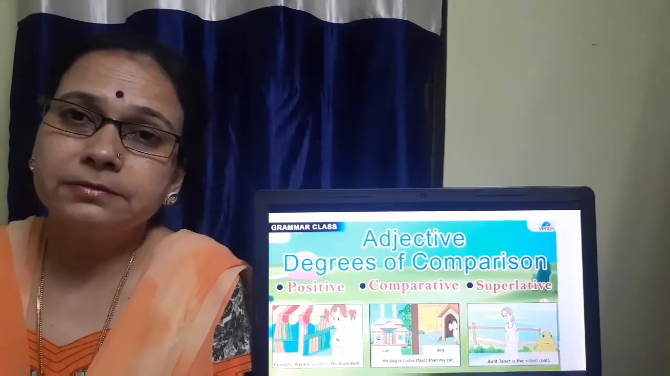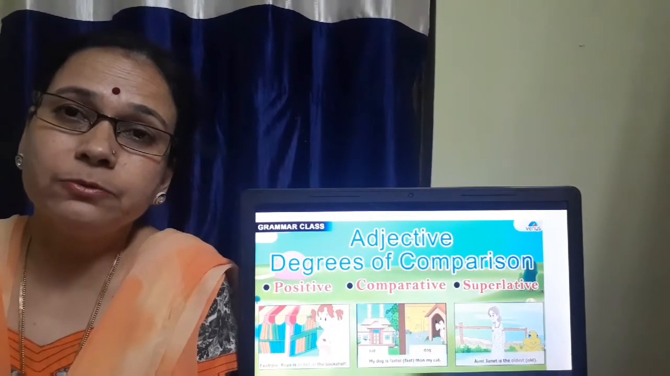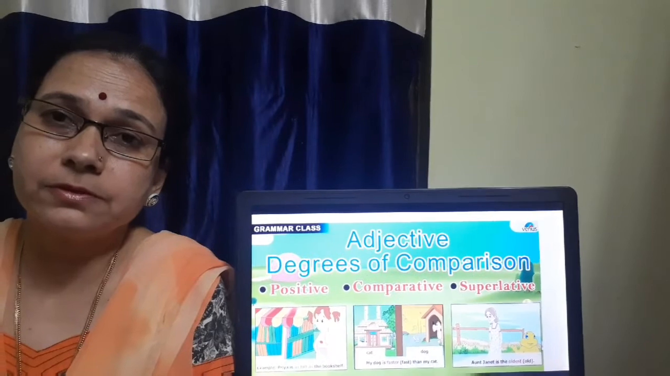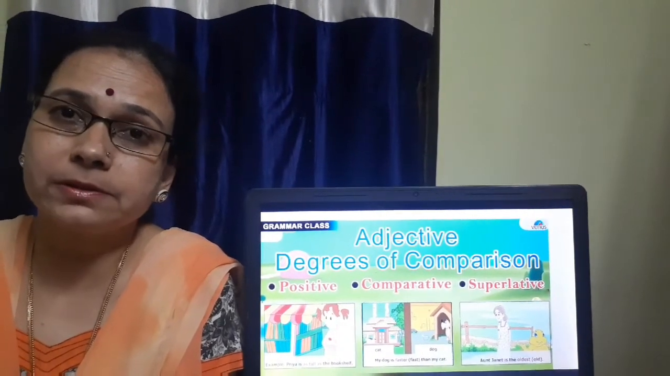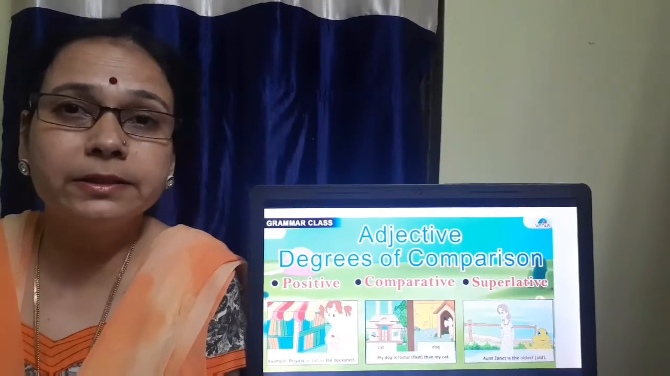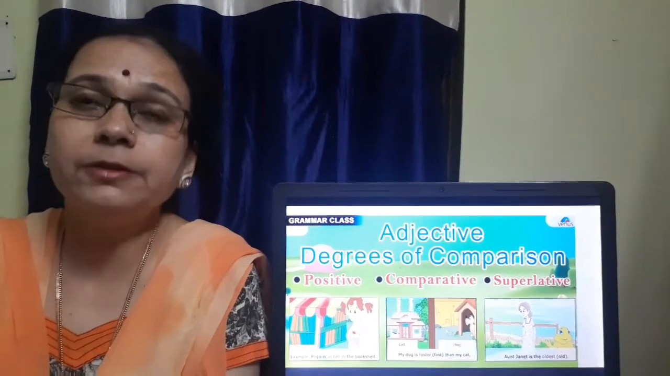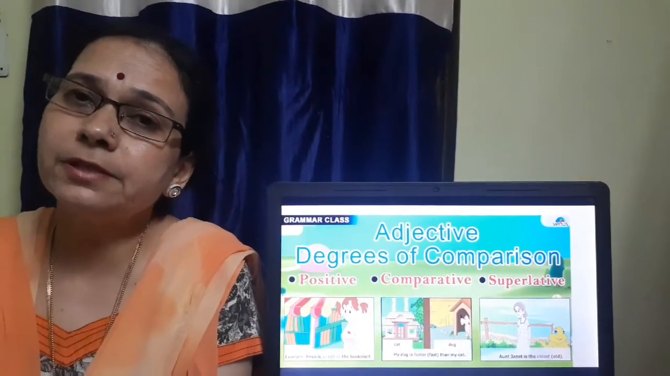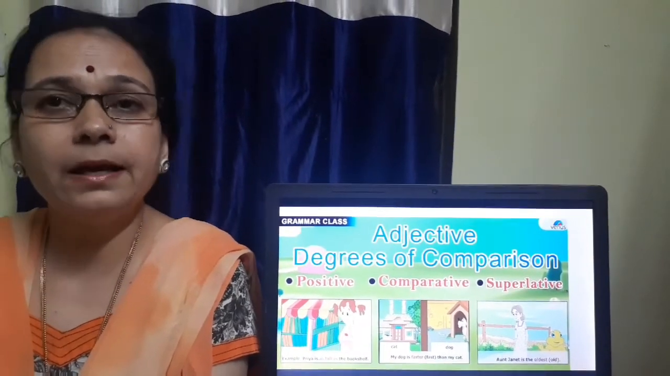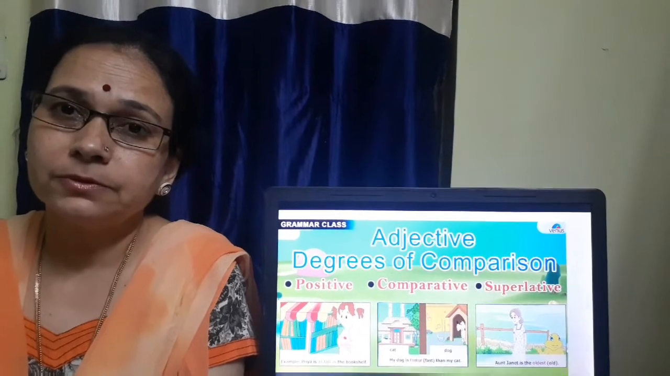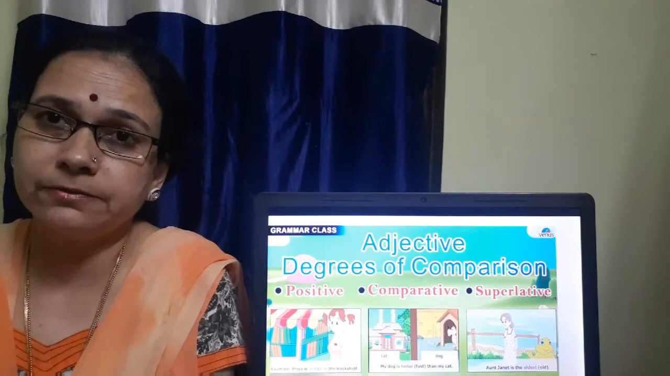Did you remember? We studied adjectives. I have explained to you what adjectives are. Adjectives are known as describing words. They describe the quality and the quantity of a noun. Then we further discussed the different types of adjectives: demonstrative, distributive, and even interrogative. So we discussed all these three different types of adjectives.